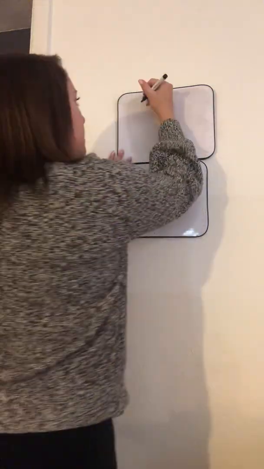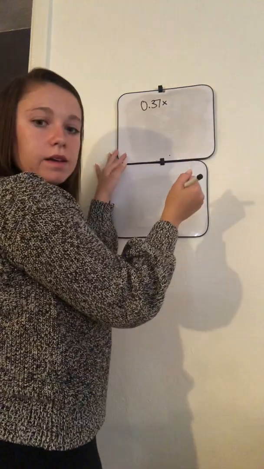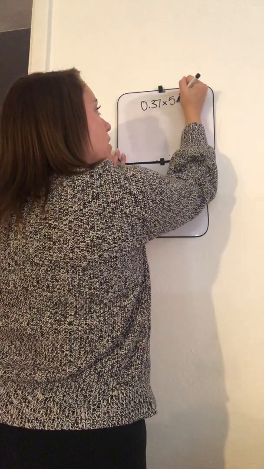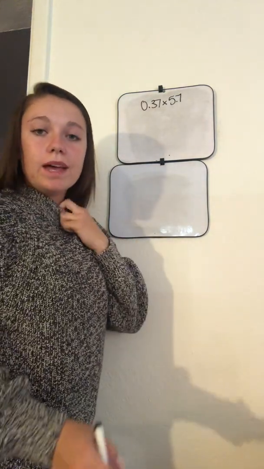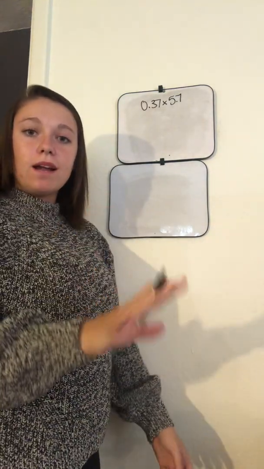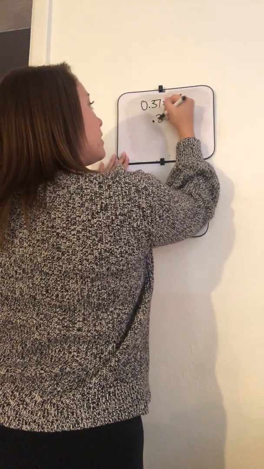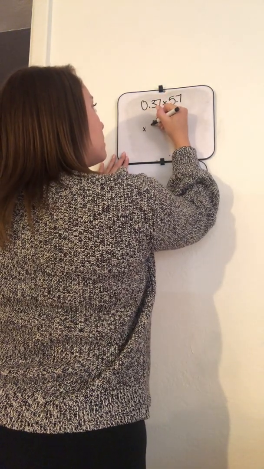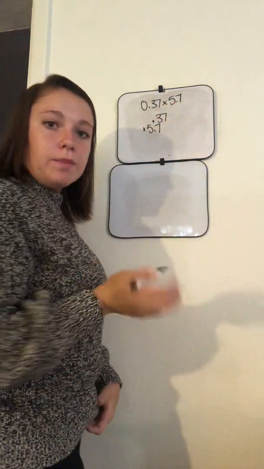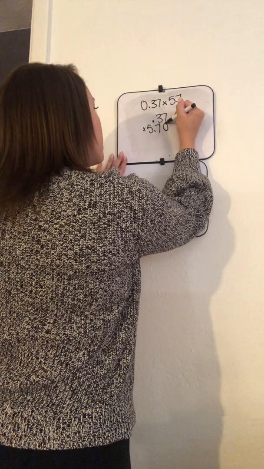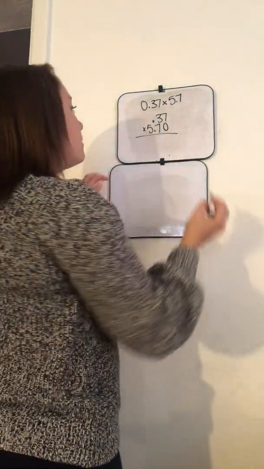Let's try 0.37 times 5.7. And the same as the last problem, we can use the decimal point to help us set up our equation. So we can do 0.37 times 5.7, and we can add 0 as our placeholder to help us out. So now we can multiply like we normally would.